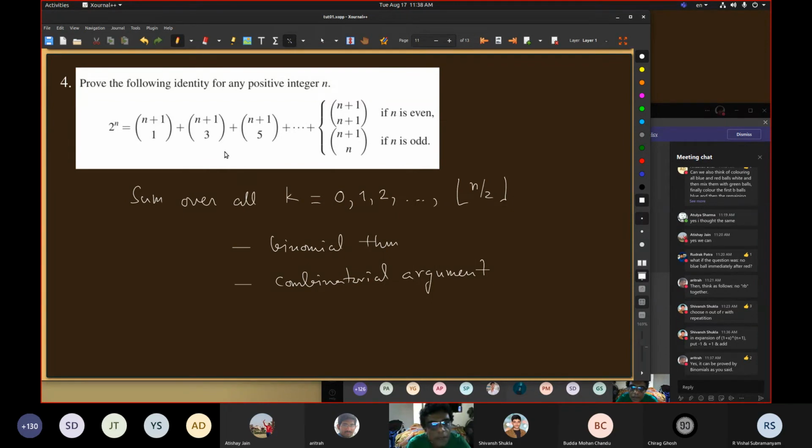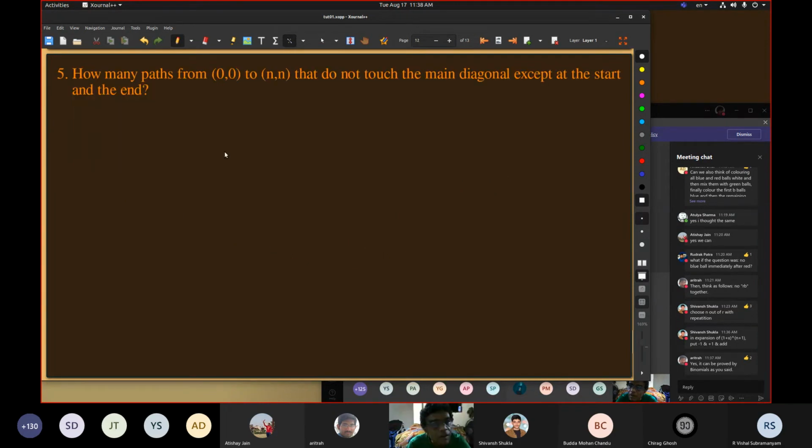Then let me ask this question, which somebody for some reason already raised. How many paths from 0 to n comma n, of course, only allowed movements are right and up, that do not touch the main diagonal except at the start and at the end? Somebody raised this question, right? Yes, sir. Let us now answer this.